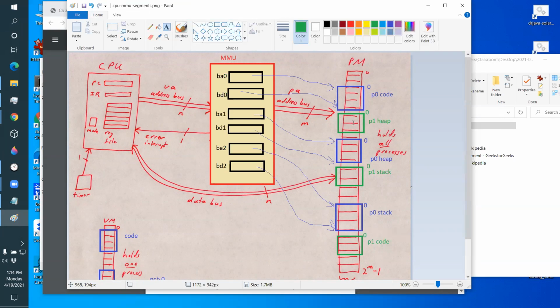Now these are called segments. Each one of these chunks of virtual memory is called a segment. So a segment is the region between a base and a bound register. So segment 0, segment 1, and segment 2. And here I'm using the segments for code, stack, and heap.